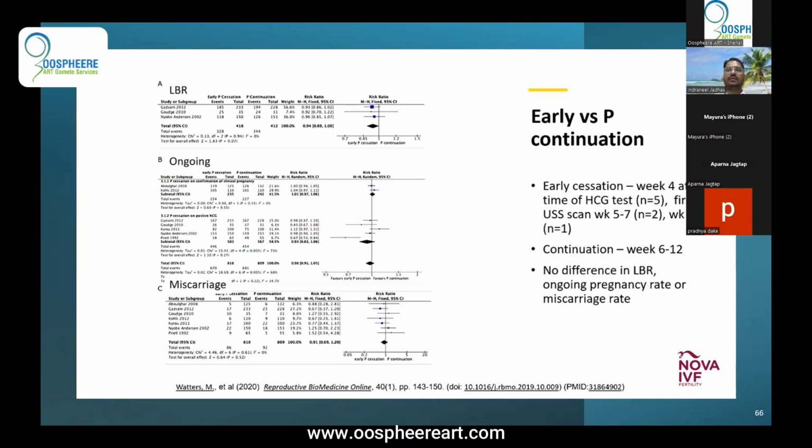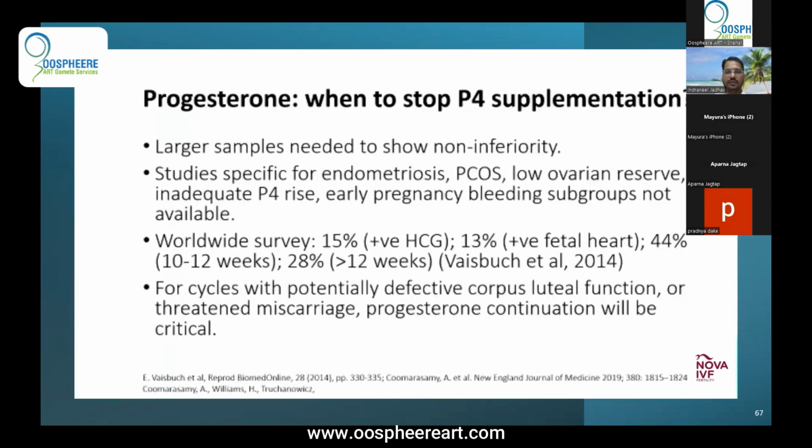Also, where it should be started and when it should be stopped. As per recent consensus, till 11 to 12 weeks of gestation, until there is uteroplacental shift, until that time we should always supplement with progesterone as a luteal phase defect. So here you are seeing that we should actually supplement till 10 to 12 weeks of pregnancy.